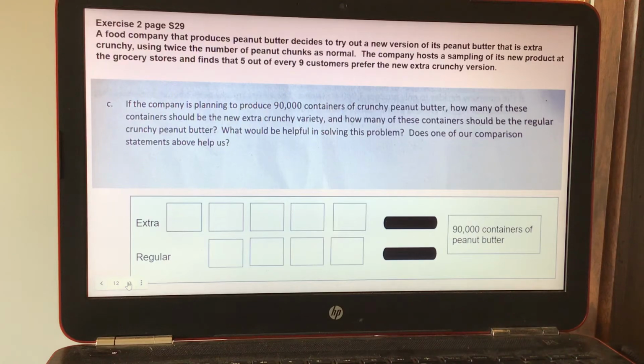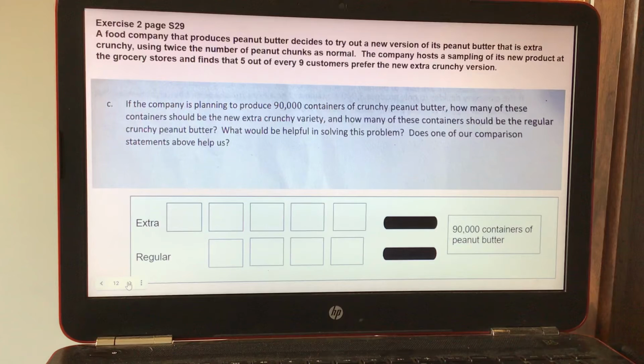Okay. Now they said, if the company is planning to produce 90,000 containers of crunchy peanut butter, how many of these containers should be the new extra crunchy variety, and how many of these containers should be the regular crunchy peanut butter? What would be helpful in solving this problem? Does one of our comparison statements above help us?